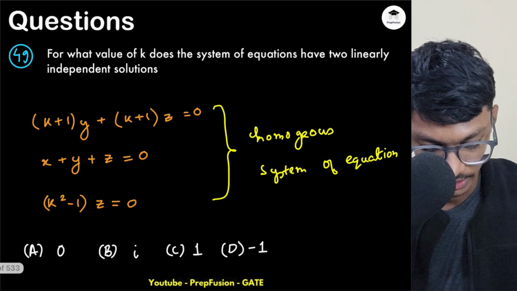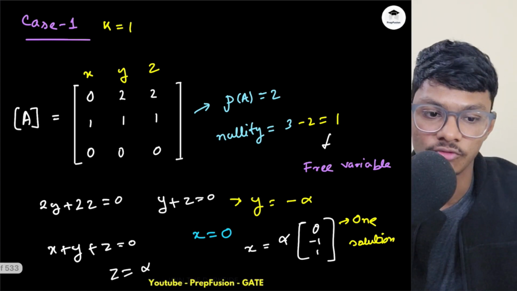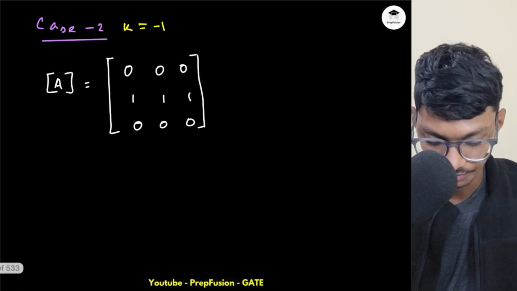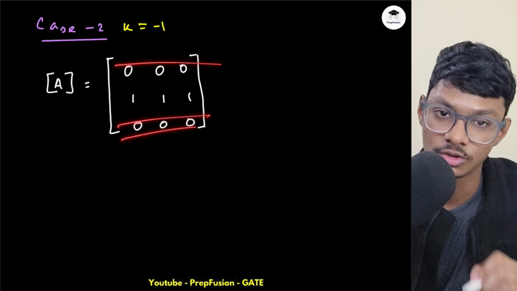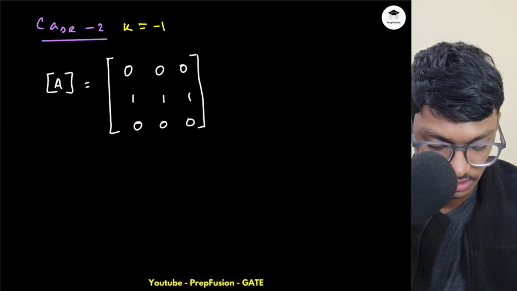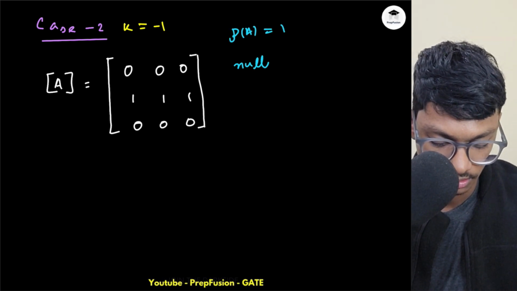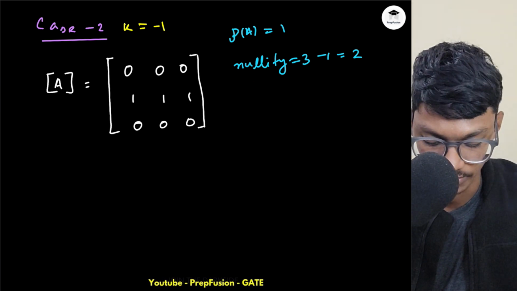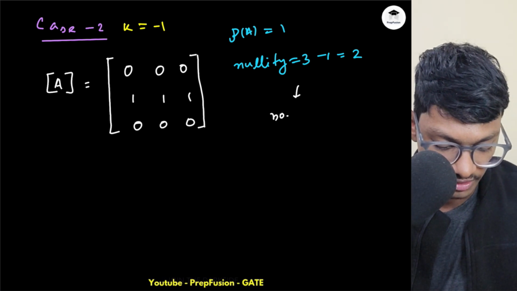One solution. So here they have told us two linearly independent solutions. So let's solve for the second case, and from there we'll understand what it means by two linearly independent solutions. In case 2, if I put k equals minus 1, my coefficient matrix will become this. Now the number of 0 rows is 2, so my nullity is 2, or rank is 1, and the number of variables minus rank is 2. So the number of free variables is 2.